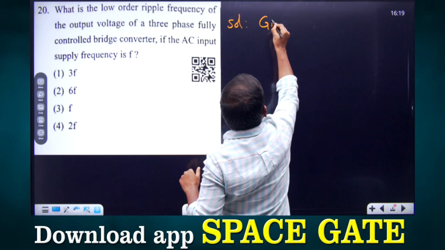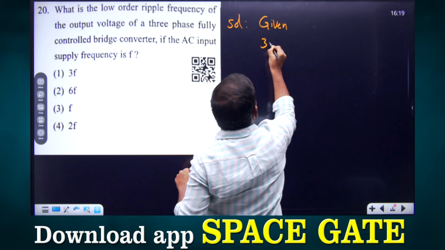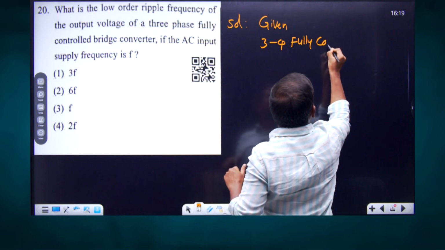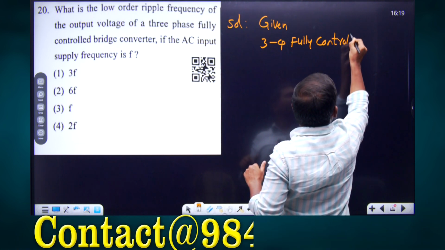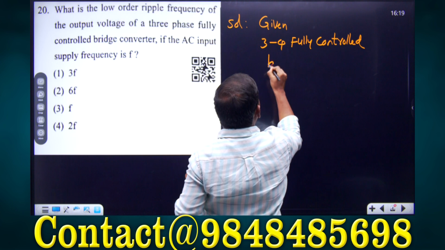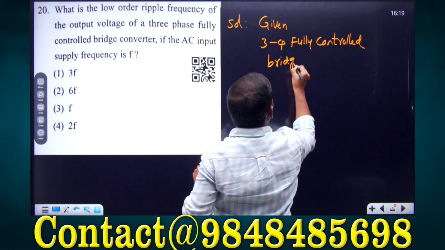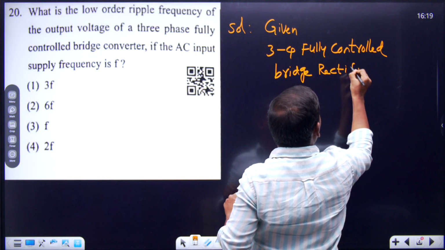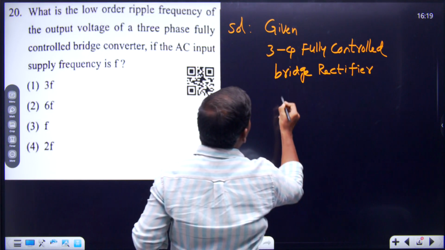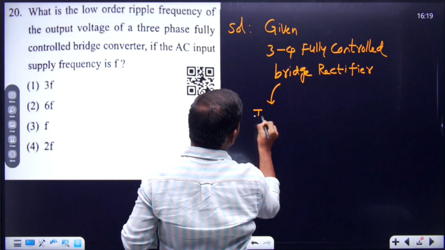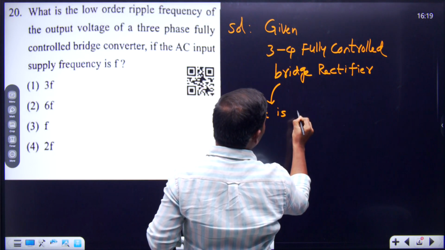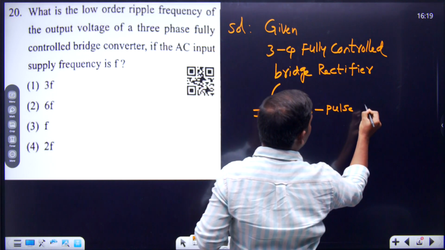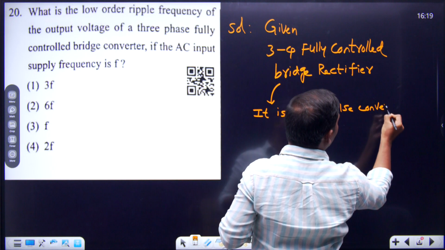For a three-phase fully controlled bridge rectifier, we know that it is a 6-pulse converter.